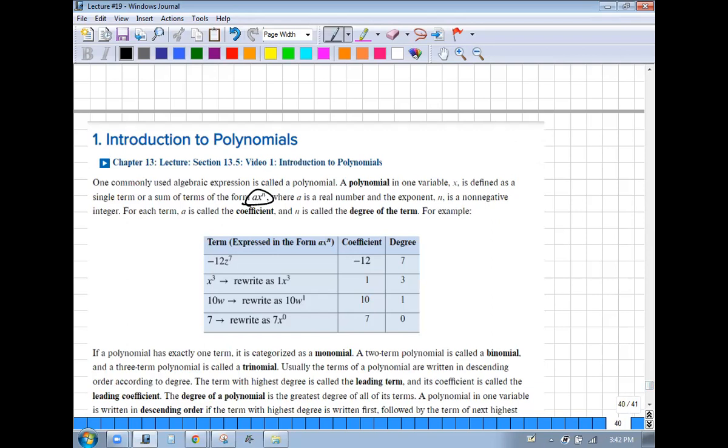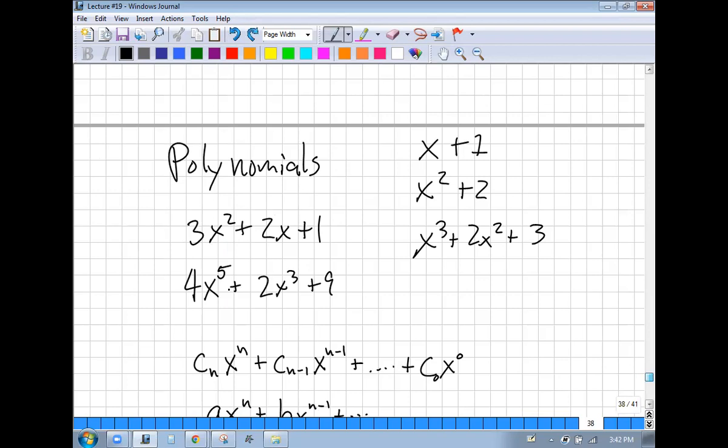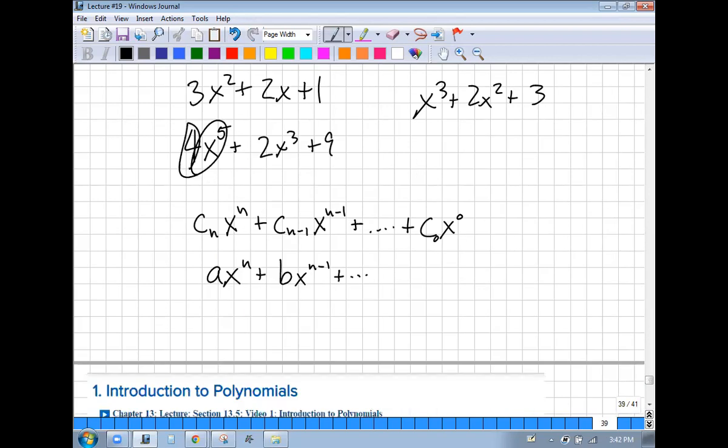Ax to the n. So each term is a number times x to a power. That's it. You have a number times x to a power and you're adding them all up. Because these are different powers, we can't combine these, so they kind of have to stay separate, okay? So these Cn, these are just names for the coefficients. It's names for the numbers before the letters, okay?